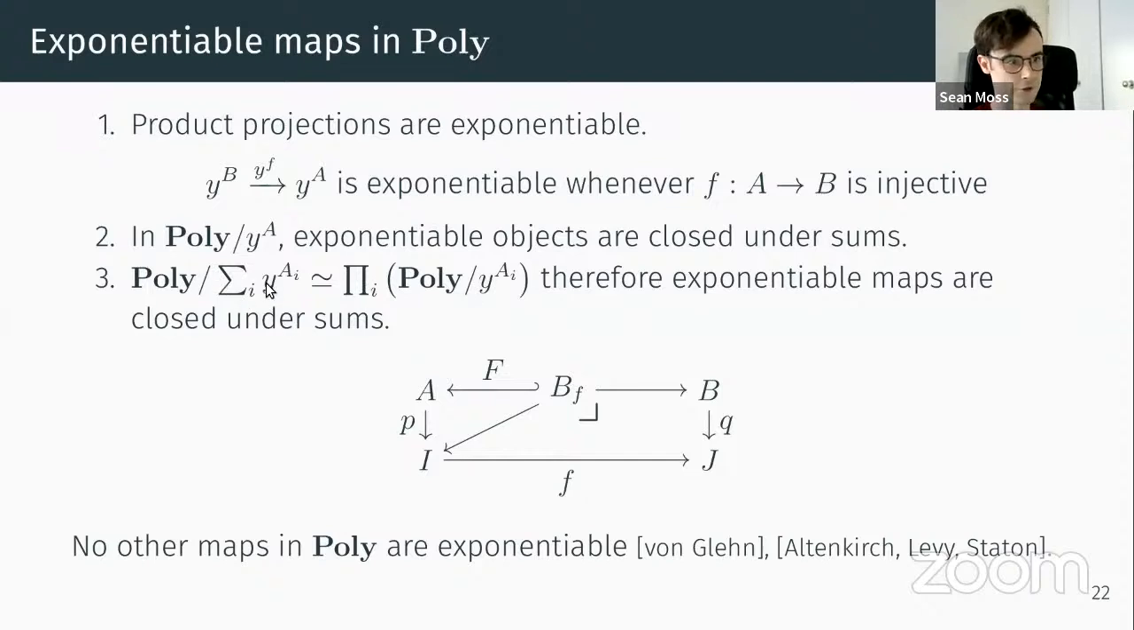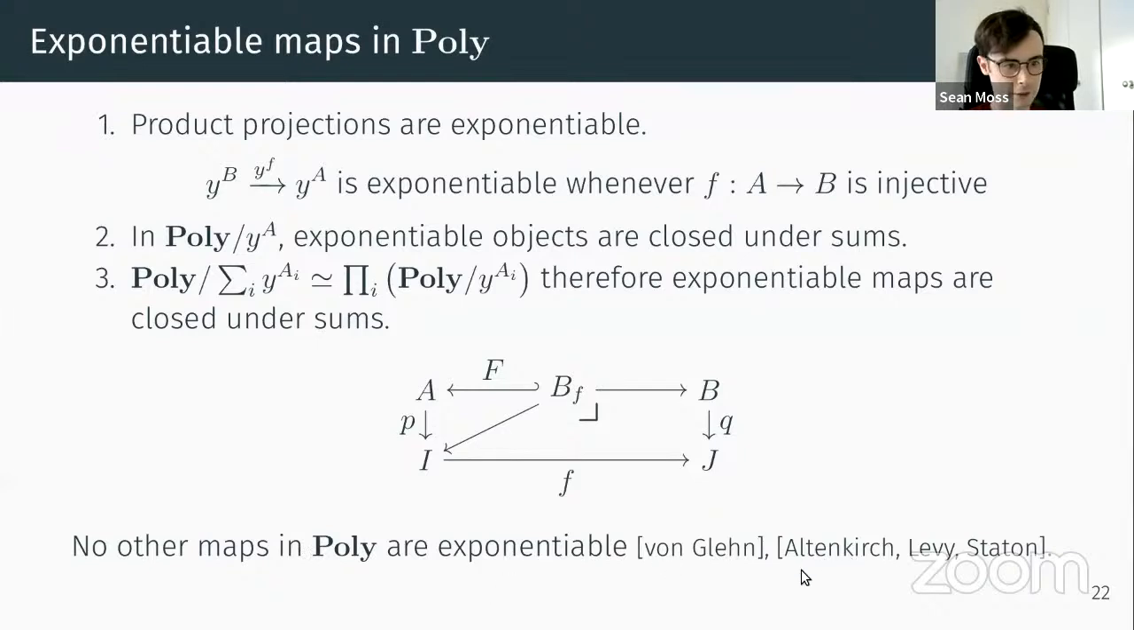Okay, that amounts to saying that I can always sum together exponential maps in Poly and get more, and the result is an exponential map. Okay, writing this in terms of the familiar diagrams of morphisms of polynomials, what we've shown is that if a map of polynomials has an injection here in its backwards going part, then it is exponential. And it turns out that those are precisely the exponential maps in Poly.